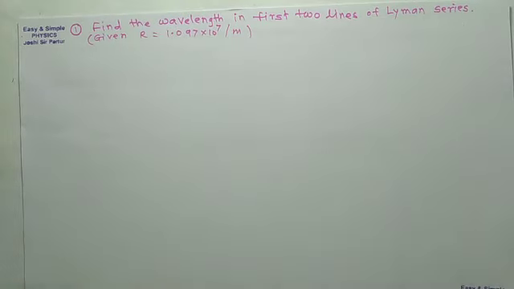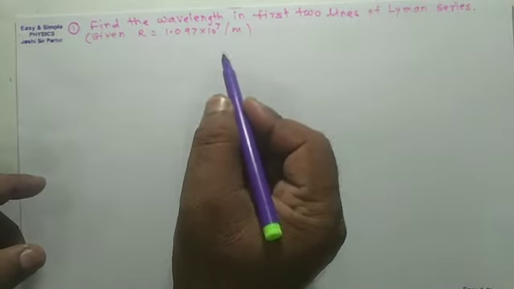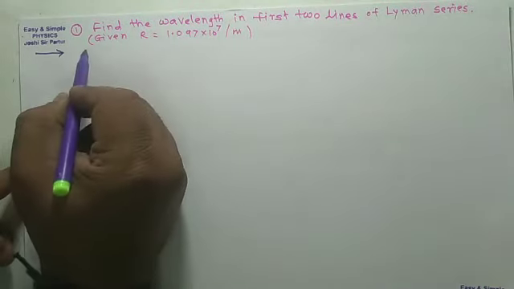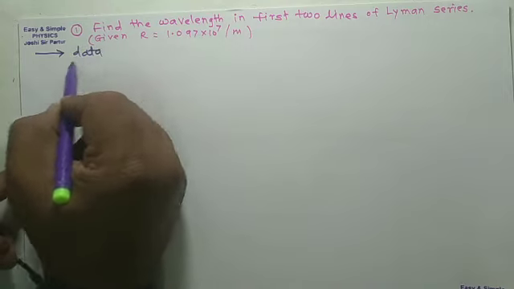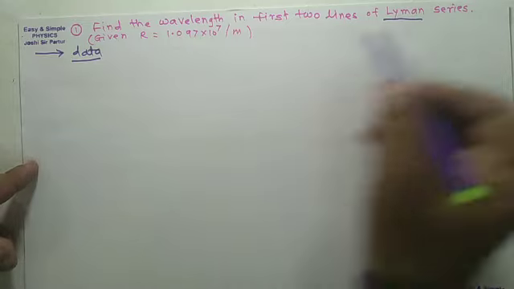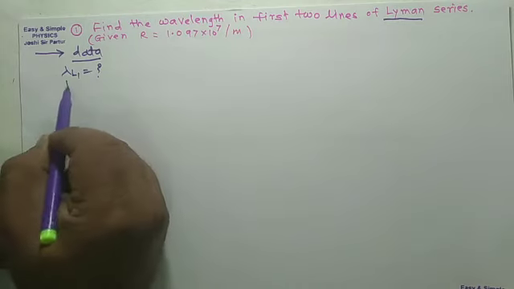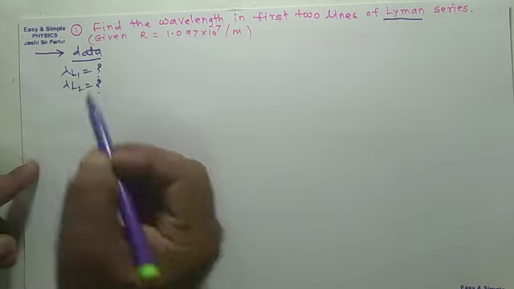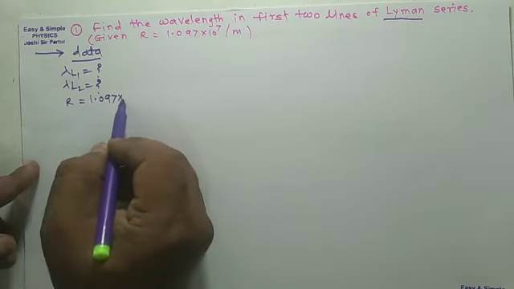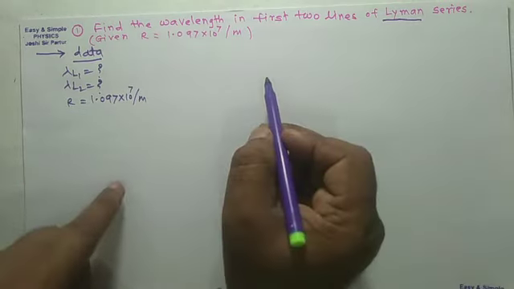Given R is equal to 1.097 times 10 raised to 7 per meter. Such an example can be solved by writing the data. Here the first two lines in the Lyman series, so we can find lambda L1 question mark, lambda L2 question mark, and given R is equal to 1.097 times 10 raised to 7 per meter.